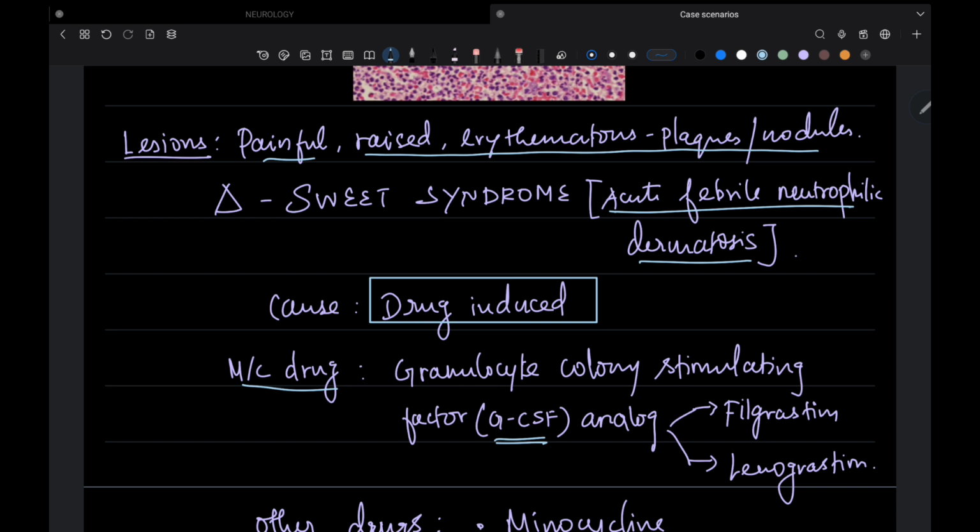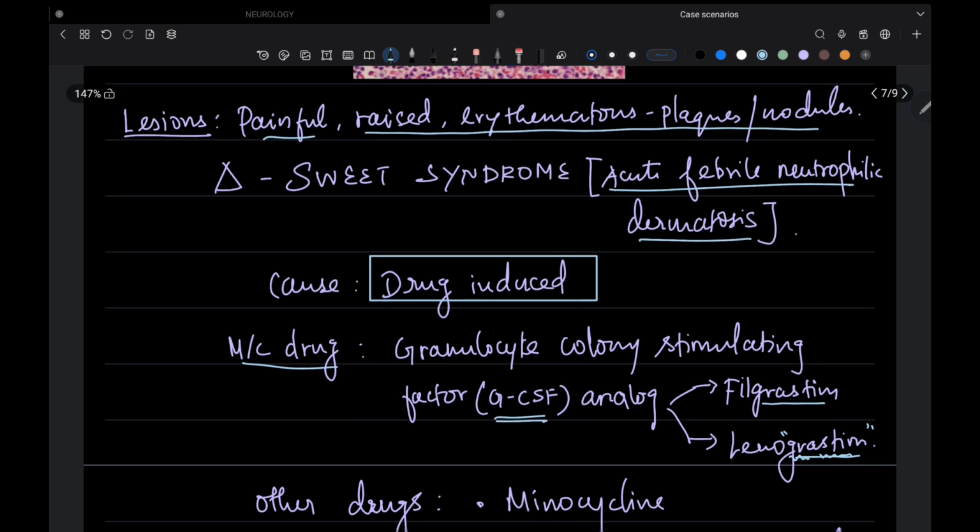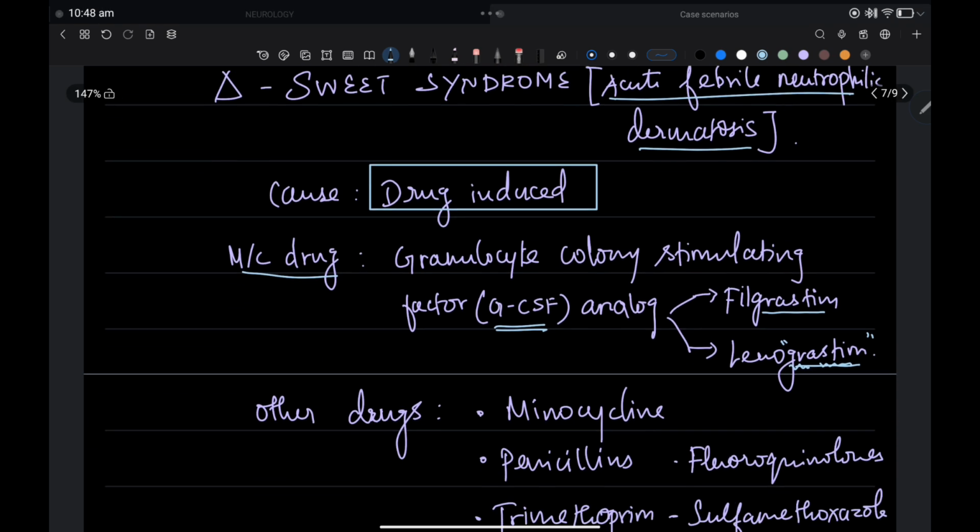You can see the drug name usually has this grastim suffix. So from the word grastim, you can say that the drug is granulocyte colony stimulating factor, GRA for granulocyte and STIM for stimulating factor. So lenograstim, any drug which ends with the grastim is usually a G-CSF analog.